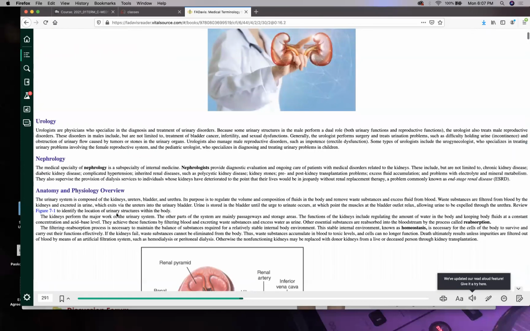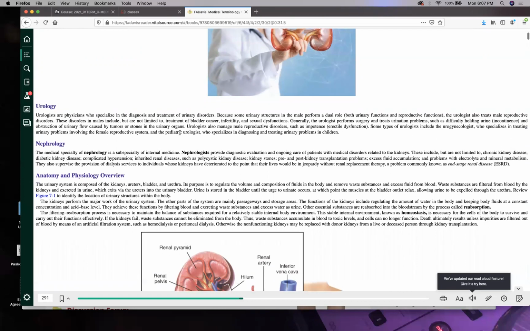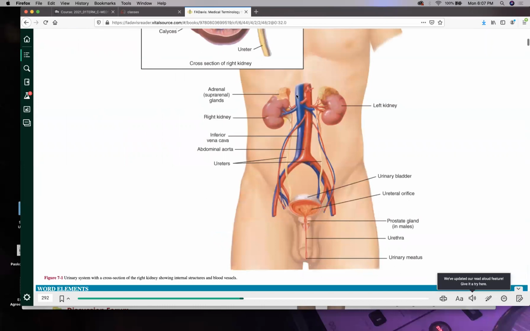So let's jump right on in. Who are the people in our neighborhood? Urologists and nephrologists. A urologist is a person who practices uro, the study of urine. Let's show you these structures: the kidneys, the ureters, the urinary bladder, and the urethra. Whether you're male or female, you all have them.